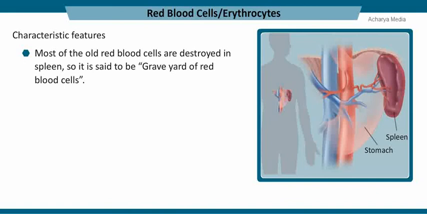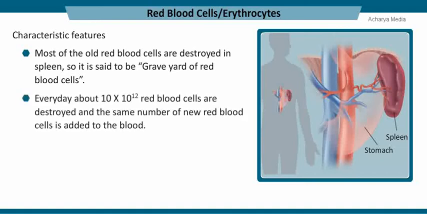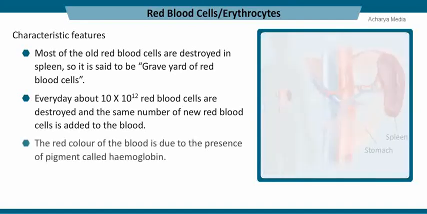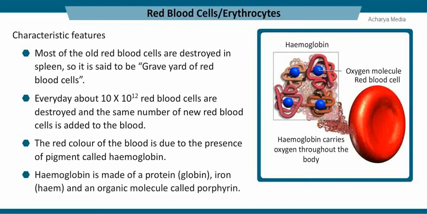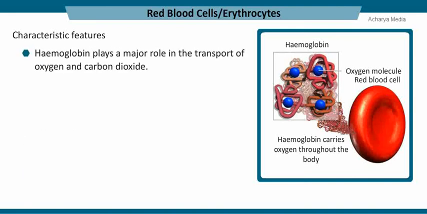Most of the old red blood cells are destroyed in the spleen, so it is said to be the graveyard of red blood cells. Every day, about 10 into 10 to the power 12 red blood cells are destroyed, and the same number of new red blood cells are added to the blood. The red color of the blood is due to the presence of a pigment called hemoglobin. Hemoglobin is made of a protein called globin, iron called heme, and an organic molecule called porphyrin. It plays a major role in the transport of oxygen and carbon dioxide.